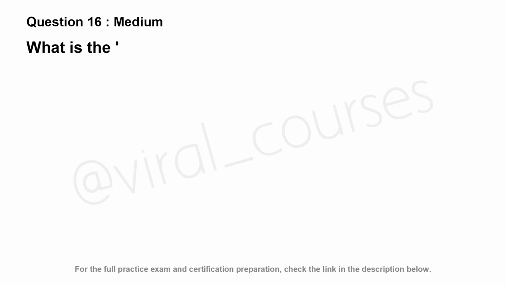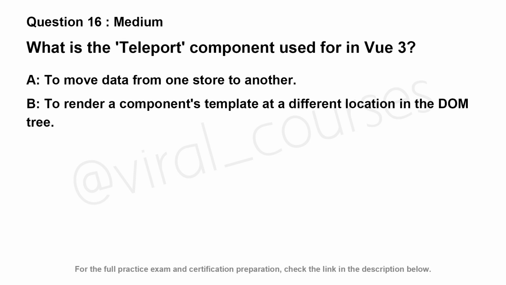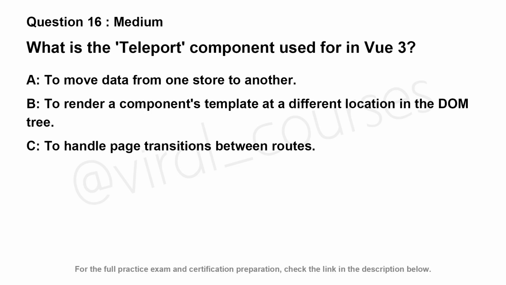What is the teleport component used for in Vue 3? Option A, to move data from one store to another. Option B, to render a component's template at a different location in the DOM tree. Option C, to handle page transitions between routes. Option D, to fetch data from a remote API.